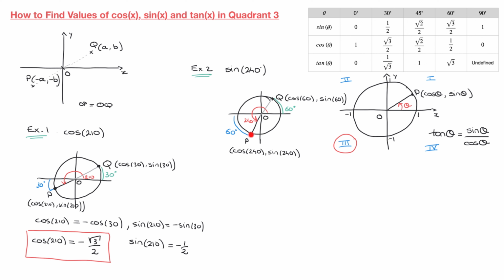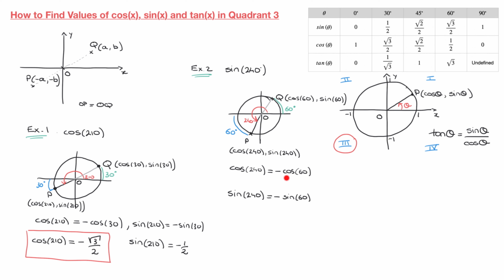But now, since points P and Q are diametrically opposite from each other, their x-coordinates will be opposites, and so will their y-coordinates. Consequently, we can go ahead and state that cosine of 240, that's the x-coordinate of P, is equal to the opposite of cosine of 60, which is the x-coordinate of Q. Similarly, we could state that sine of 240, that's the y-coordinate of point P, is equal to the opposite of sine of 60, which is the y-coordinate of Q.